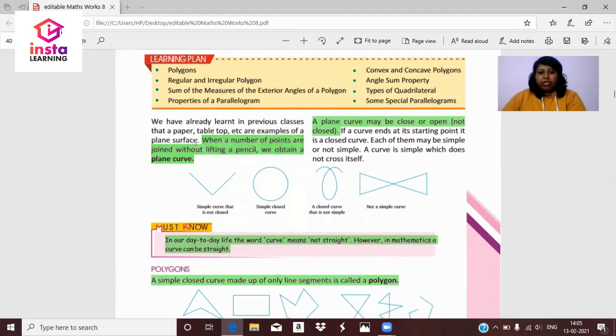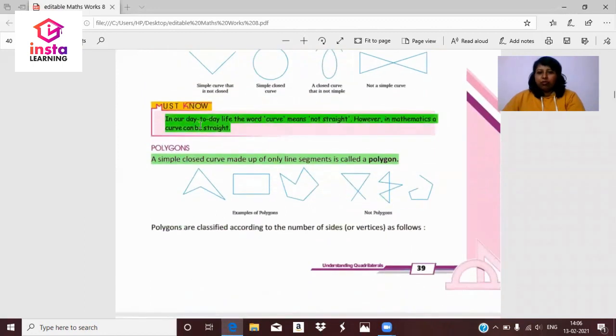When a number of points are joined without lifting a pencil, we obtain a plane curve. Clear? A plane curve may be closed or open. These are the examples of the curves. The first figure is a simple curve. A curve can be open or closed. This is the example of a closed curve. You must know that in our day-to-day life, the word curve means not straight. But in mathematics, it can be straight.